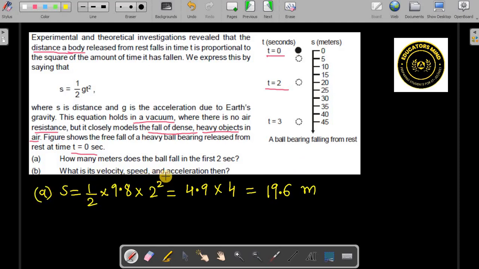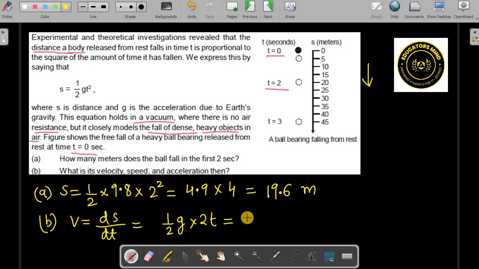Second part, what are its velocity, speed and acceleration at that time? That means at 2 seconds only they are asking what the velocity is. So again here velocity is the rate of change of displacement. S is the displacement because it is going downward in that direction, right? So ds by dt we can do, let's differentiate. So half g comes out because it's a constant. T square differentiation with t is 2t. So that becomes g t, isn't it?